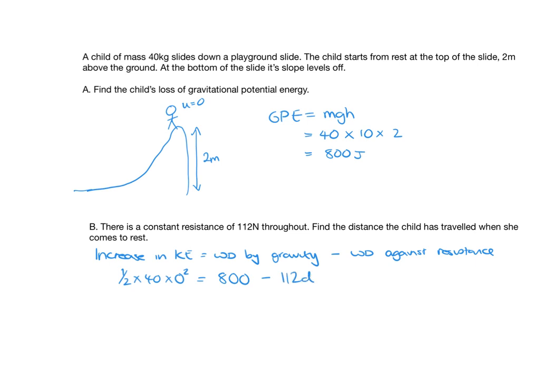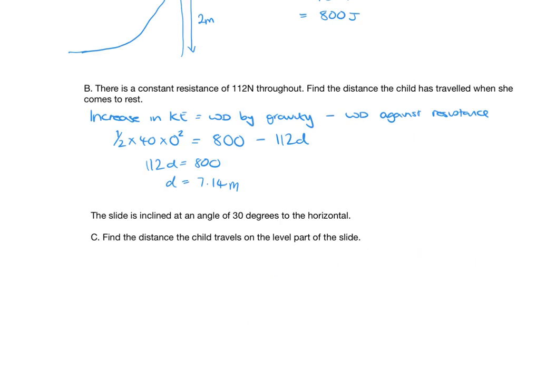Now, if I rearrange this, I'm going to get 112D is equal to 800. So D is equal to 7.14 metres. And that is the distance the child has travelled. In this final part of the question, we're told that the slide is inclined at an angle of 30 degrees to the horizontal, and we need to find the distance travelled on the level part of the slide.